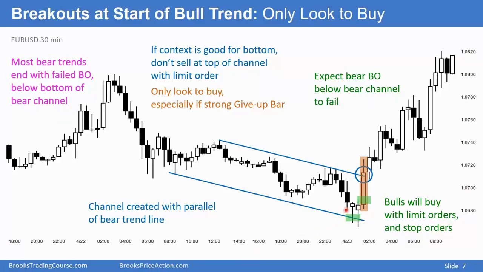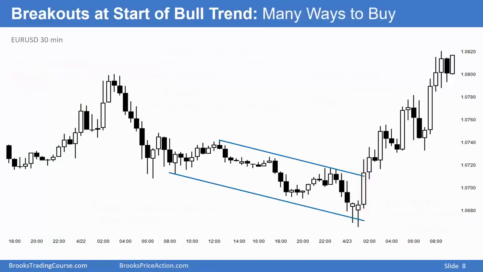Most bear trends end with a failed breakout below the bottom of a channel. We broke out, it failed. We tried again to break out, and it failed the second time. I know it does not have a wedge shape. It doesn't matter. You could make it a wedge shape using this low and that low, and it would have more of a wedge shape. It doesn't matter. The key point is it's a weak bear channel, probably a bear leg in what will become a trading range or a bull trend.